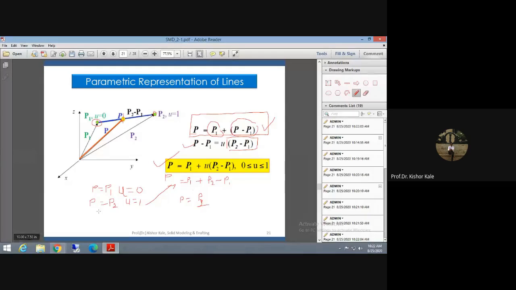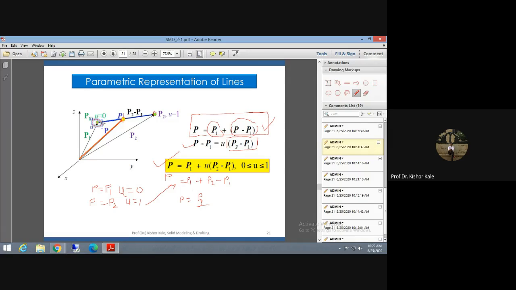Correct? That means it satisfies at the extreme points also. So now if you want to represent point P anywhere in between, put a value of U. U is 0 here, U is 1 here. Now you want exactly 0.1, which is 10% from this side, that means 0.1. Put the value of U as 0.1.